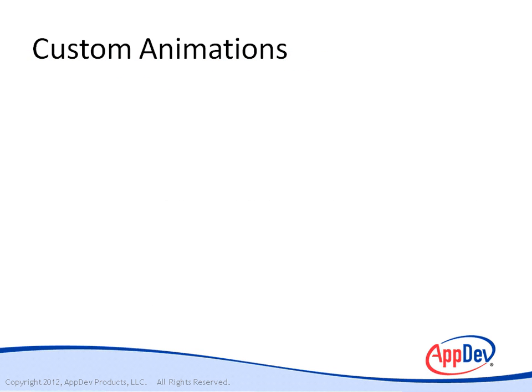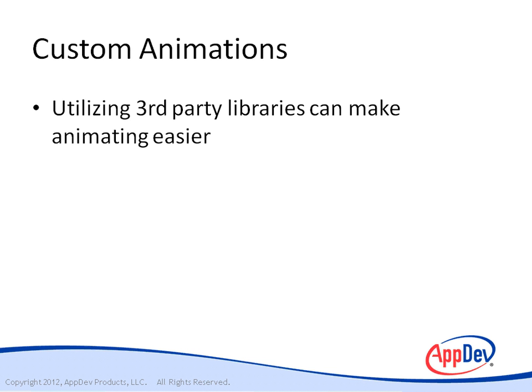Now, doing custom animations can sometimes be a lot of work, even if you're using jQuery, because the jQuery APIs are just the native APIs and sort of a baseline for what you can use. Utilizing third-party libraries can make animating easier, depending on what you're doing. For example, with easing, we have the ability to change the flow of how an animation works.